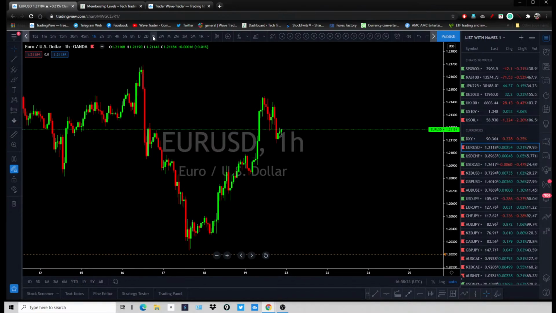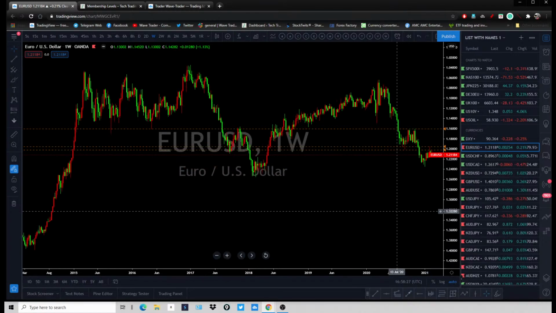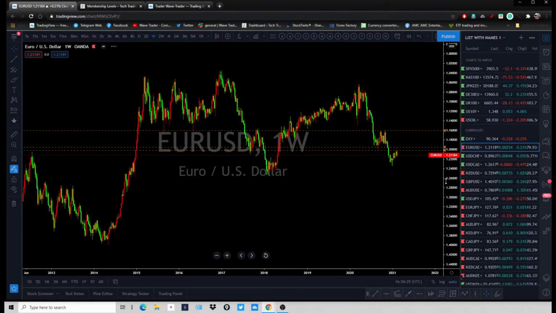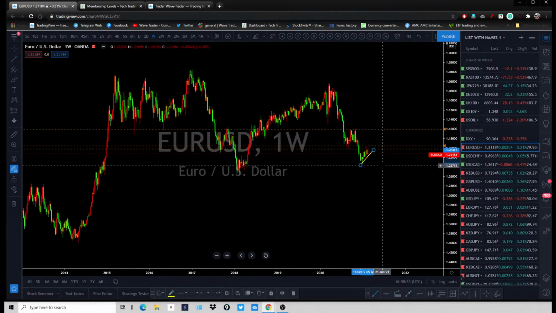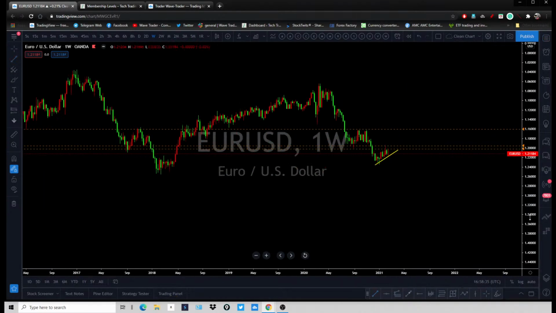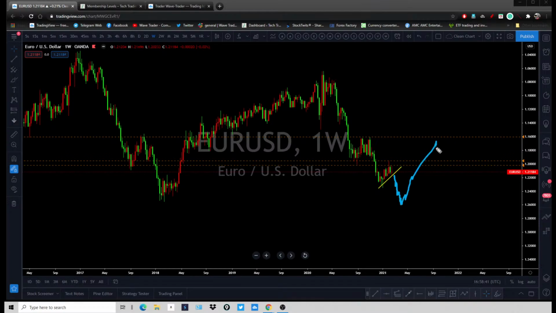Euro dollar: just reverse the chart, or invert the chart. The same analysis goes as with the dollar index. We still can see another leg lower on this euro dollar chart, back to the previous bottom or a new low, as the trend is still bearish. This is the previous low before it goes back up.